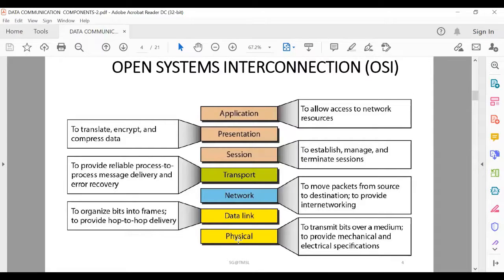The physical layer is mainly responsible for placing the information on the physical medium. I will discuss each layer one by one. These are the applications indicated in this figure for each layer separately.